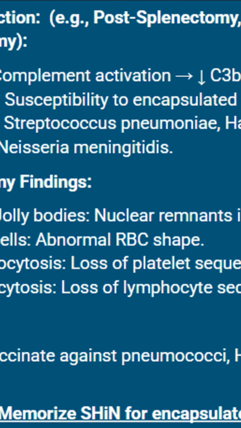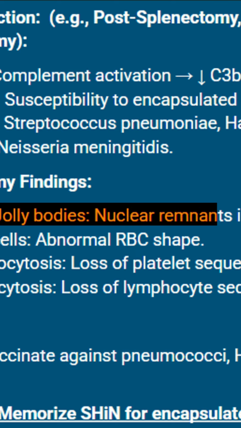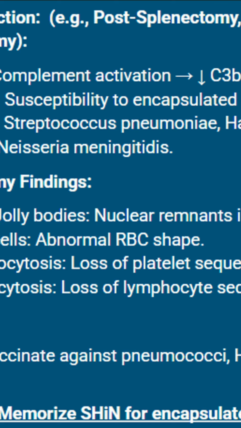And don't forget the peripheral smear clues: Howell-Jolly bodies, which are the little DNA leftovers in the RBCs, and target cells that actually show a bullseye appearance. Plus, increased thrombocytes and increased lymphocytes, because the spleen is not storing them anymore.